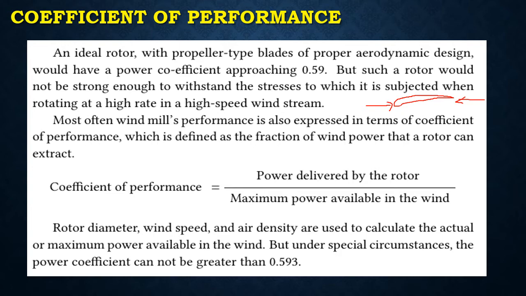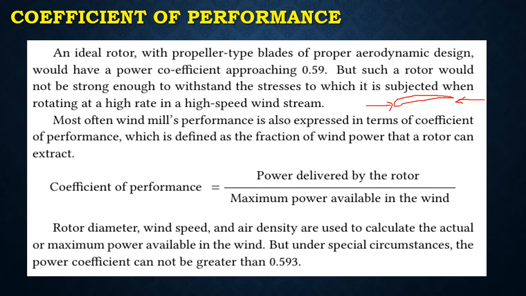Means if you use this type of blades which have the cross section of aerofoil shape, then you will achieve the maximum coefficient of 0.59. But such a rotor would not be strong enough to withstand the stresses to which it is subjected when rotating at a high rate in a high speed wind stream. So these blades will not withstand the stresses.